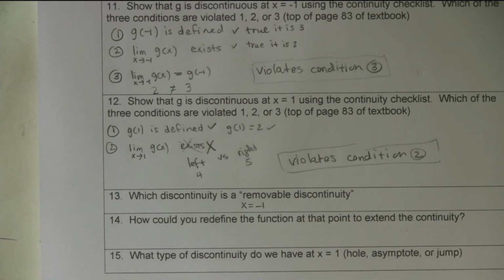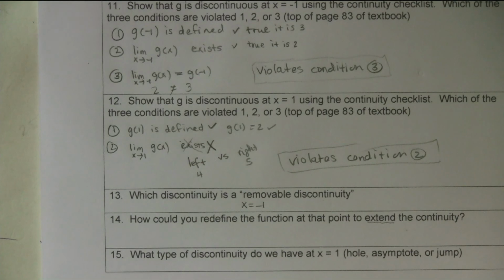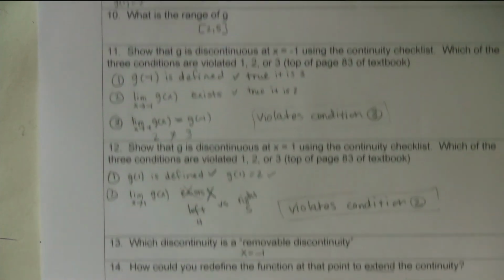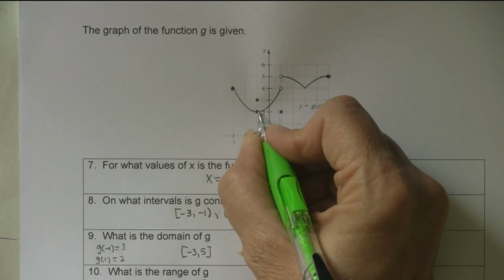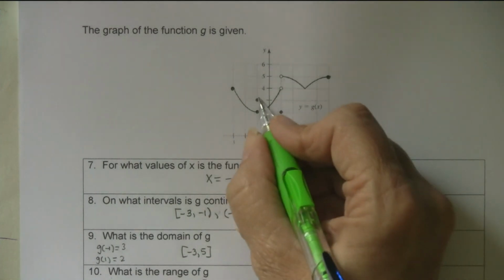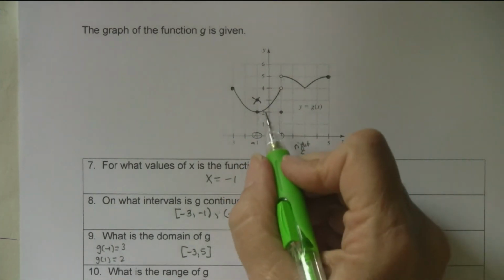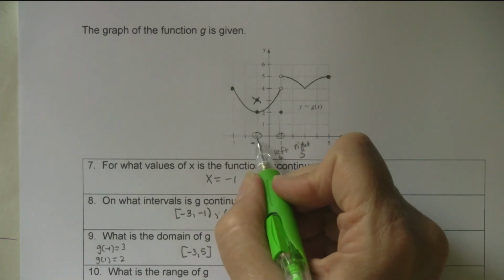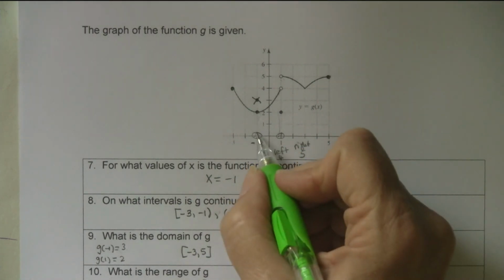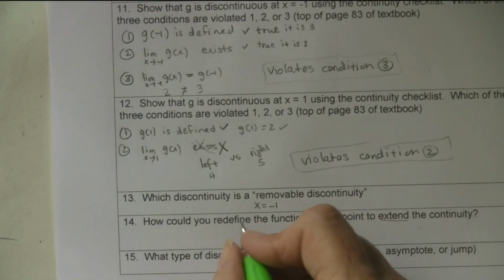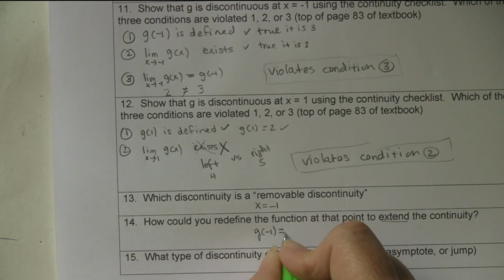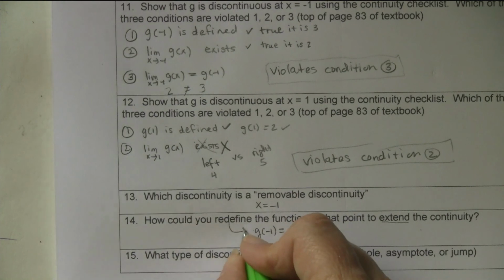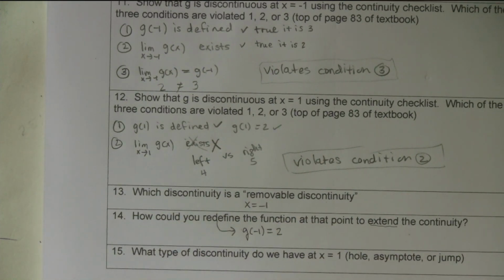How could you redefine the function at that point to extend the continuity, to make it continuous? That's what it means: what would you have to do to make this continuous? Well, that would be to fill in that hole, and then it would be continuous. They disregard that totally. So all I'd have to do is fill in the hole. I'd have to redefine g at -1 to be equal to 2. This would be my redefinition, and then it would be continuous.